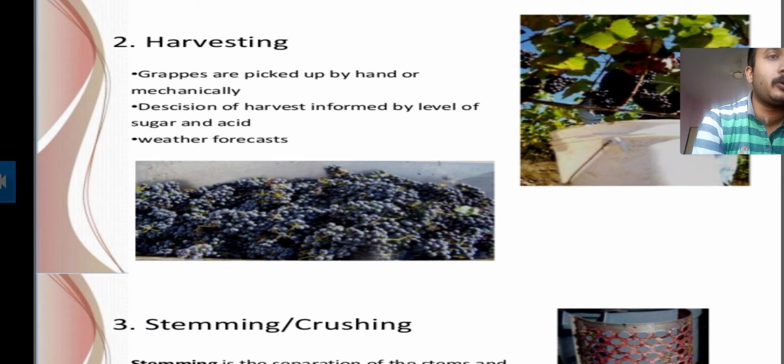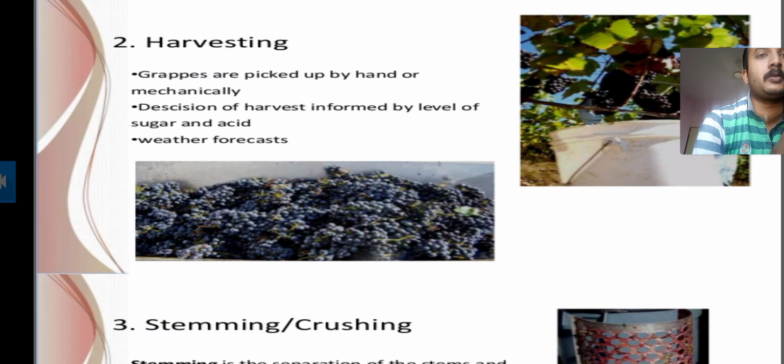In the first photograph, some workers are harvesting the grapes by hand, and in the second picture, the grapes are harvested mechanically. The decision of harvest is made by the level of sugar and acid. This is the important point for harvesting.